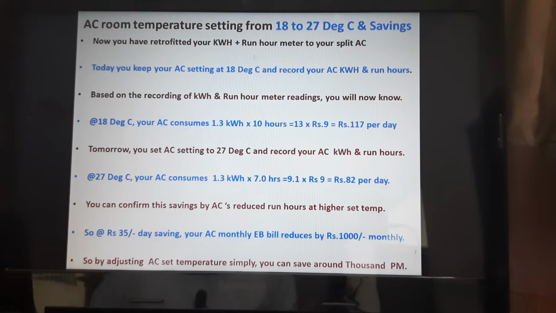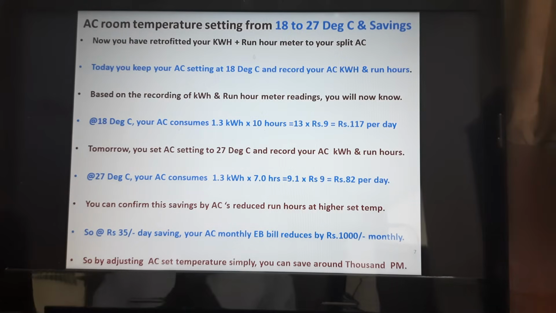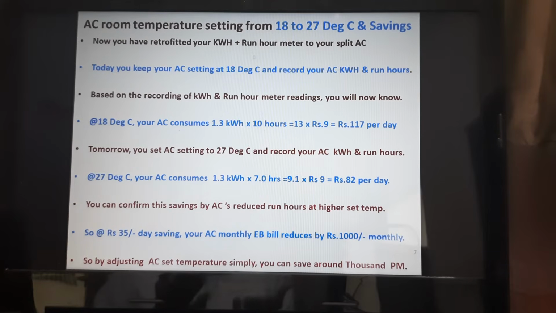Tomorrow, you just change the setting to 27 degrees and run it for the whole day at 27 degrees. Let us say the same AC unit consumes 1.3 kWh, but for only 7 hours, because a 30% reduction is possible. That's what I am going to discuss later. It consumes around 80 units per day, and around 82 rupees only. That is, the consumption comes down by 9 units, and the cost is around 82 rupees per day.